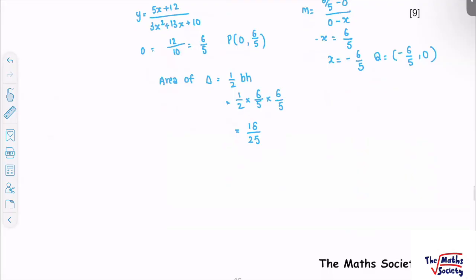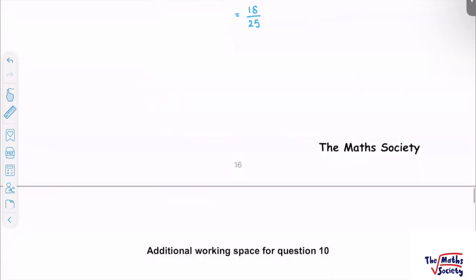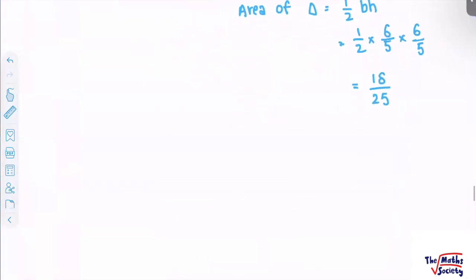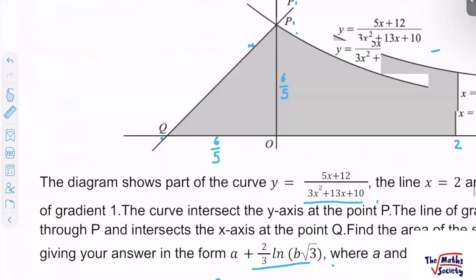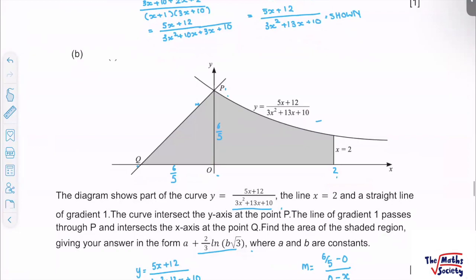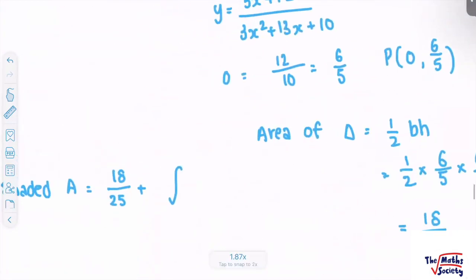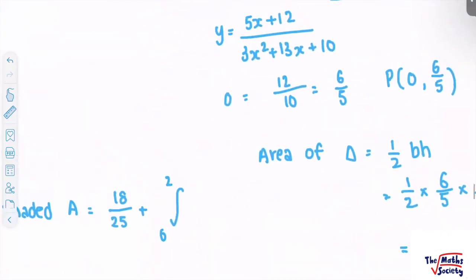So we're going to find the shaded area. I'll just write it here. So that's going to be the total shaded area, so that's 18 by 25 plus, we want to see the limits. So we know it's the limits 0 to 2 with this equation, and here's the equation, which is 5x plus 12 by 3x squared plus 13x plus 10 dx.